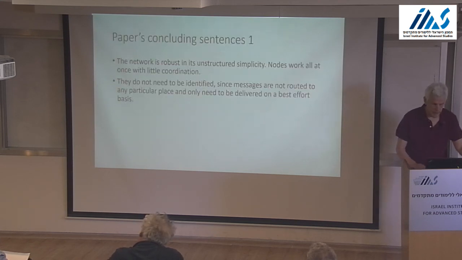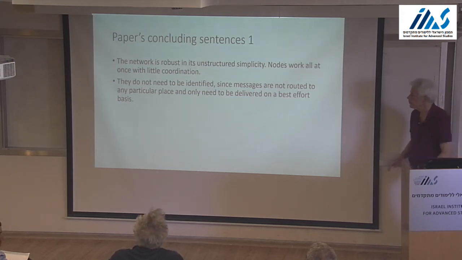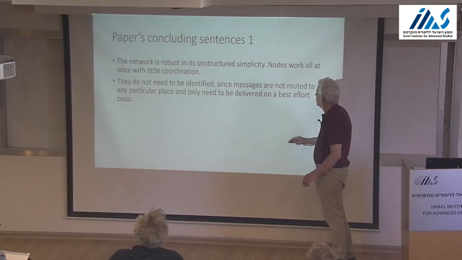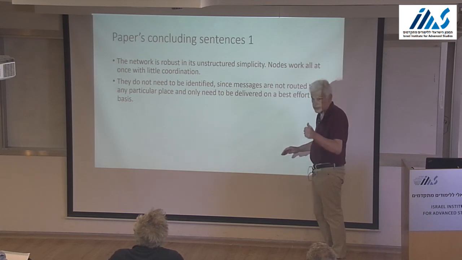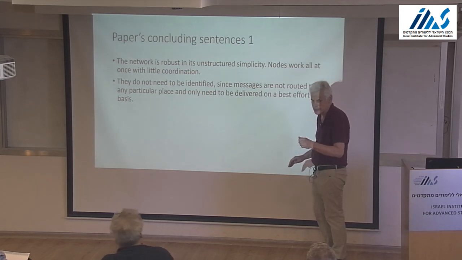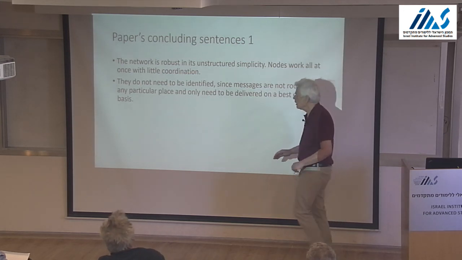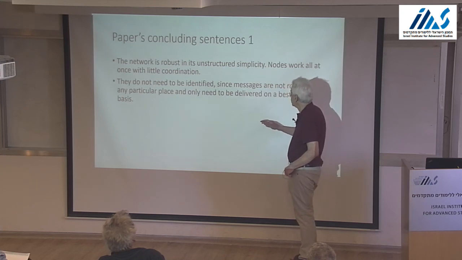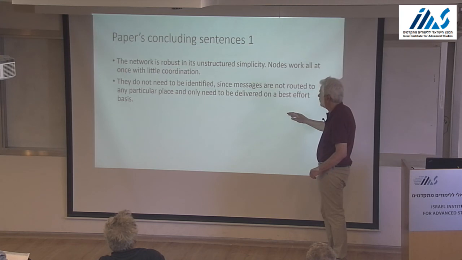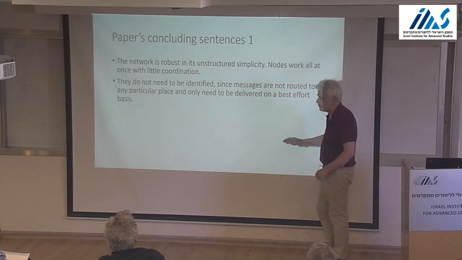And I want to read to you the concluding sentences of Nakamoto's paper. Network is robust in its unstructured simplicity. Nodes work all at once with little coordination because of incentives. So again, you see the beauty of economics. You have incentives. People don't need to talk to each other. They just do the right thing because they expect other people to do the right thing. They do not need to be identified. Messages are not routed to any particular place and only need to be delivered on a best effort basis.